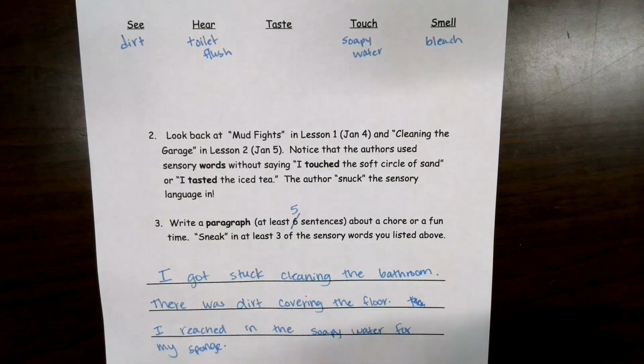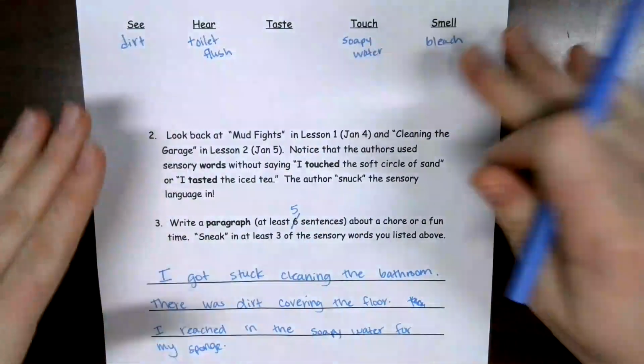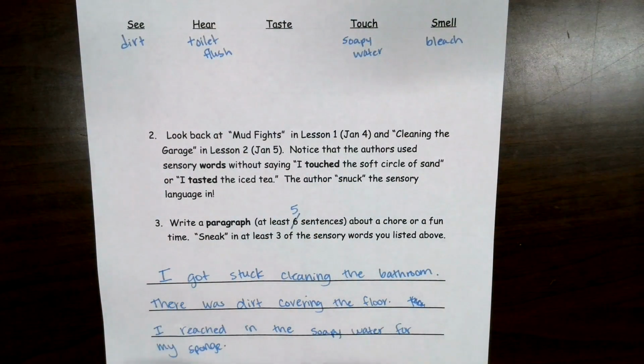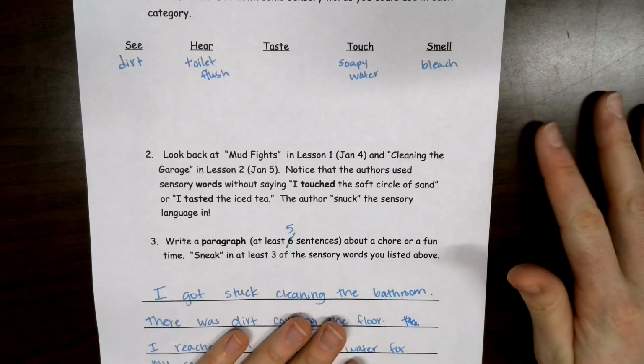Okay, so you can see I'm not saying I touched the soapy water. I can reach in the soapy water, and you know what that feels like when you reach in something. So you're not saying I smell bleach, I touch this, I hear the toilet flush, I see dirt. I'm sneaking those words in. Okay, and you need to write 5 sentences describing your fun activity or the chore you do not like to do.